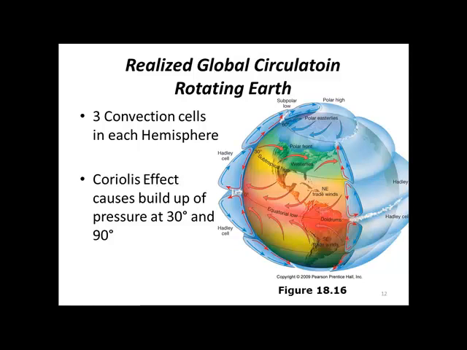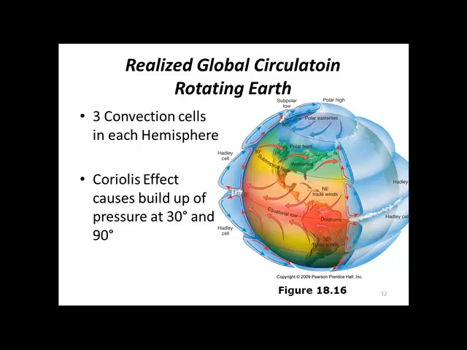The main cause for this is the Coriolis effect, which causes buildup of pressure at both 30 degrees and 90 degrees. This results in surface winds. We end up having surface winds that go from 30 degrees back down towards 0 degrees, from 30 degrees up to 60 degrees, and then also from 90 degrees down to 60 degrees.